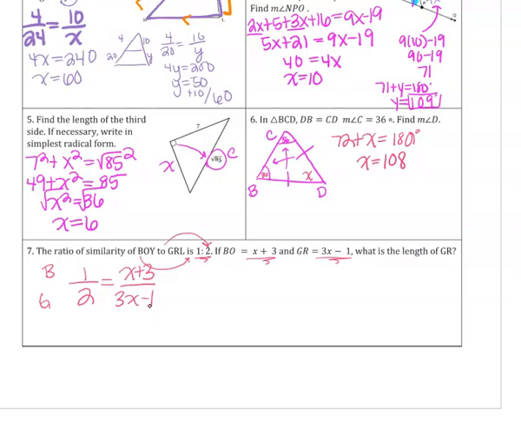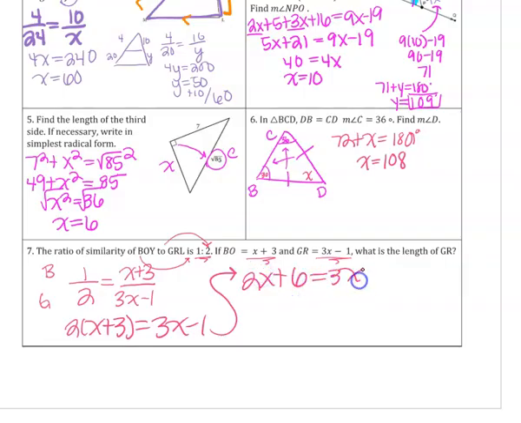So I'm comparing those two together. In order to solve, let's cross multiply. So I get 2x plus 6 equals 3x minus 1. So if I add the 1 over, I would get a 7. Subtract the 2x, I would get an x. So x is 7. Now, at the end of the day, they want what GR is. So 3 times 7 minus 1. That's 21 minus 1, which gives us 20.